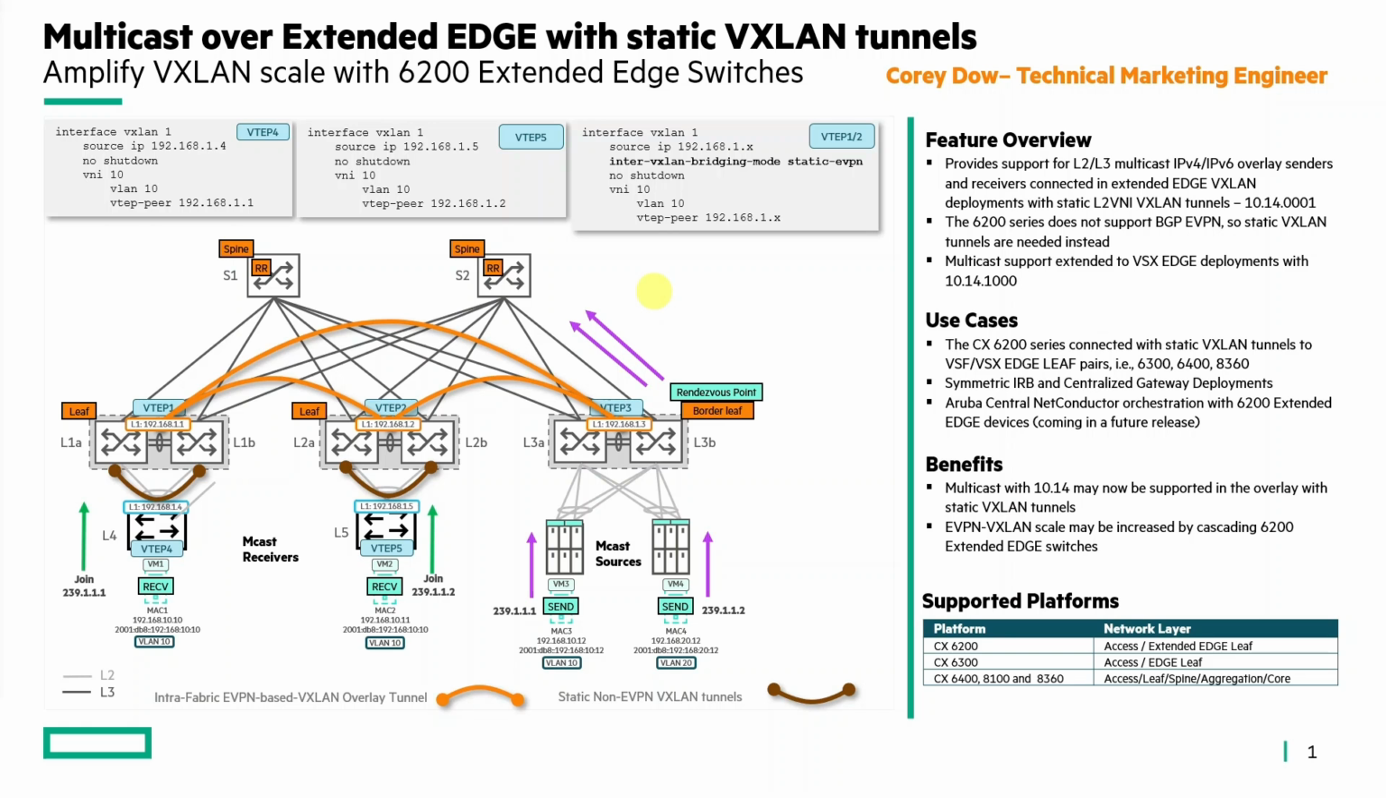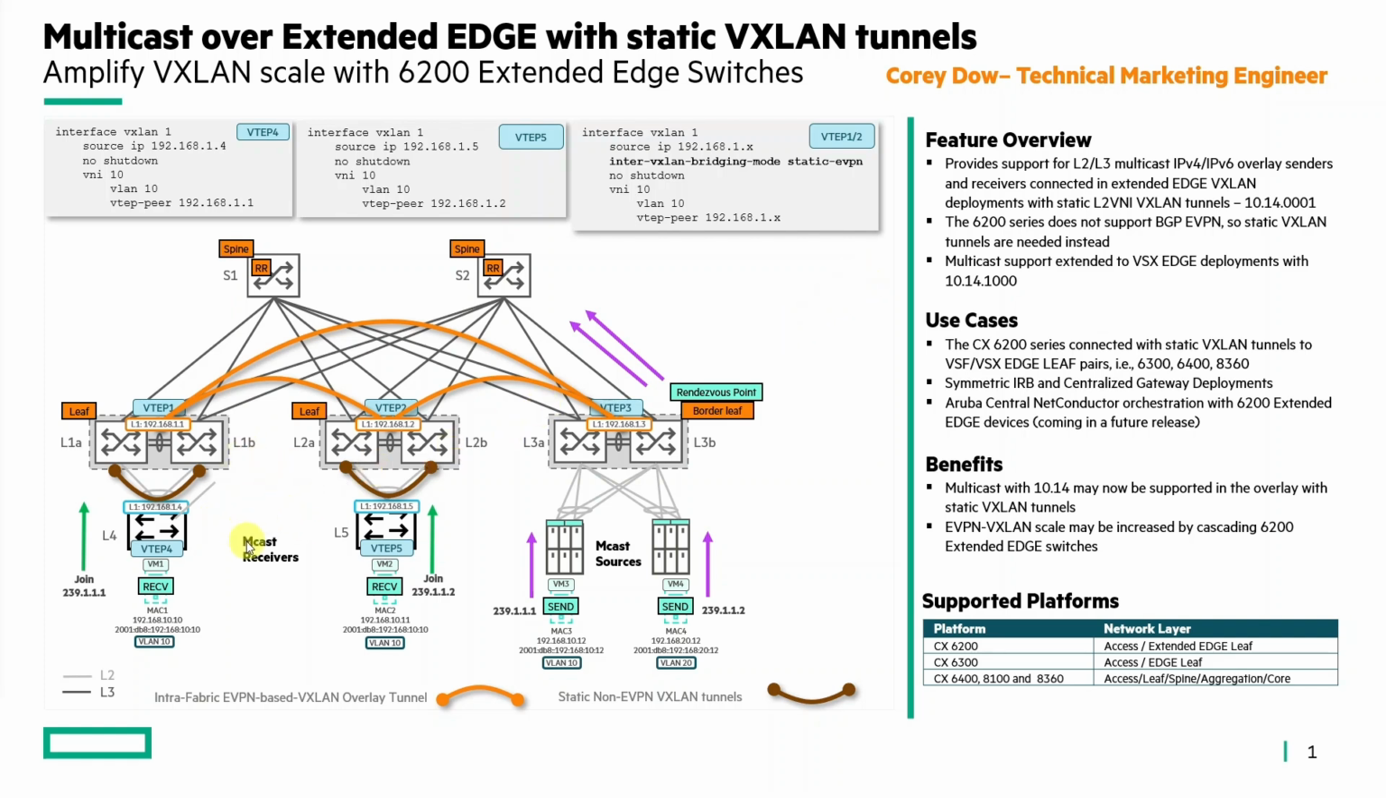And today we're going to cover a new feature with 10.14, which is support for multicast over extended edge with static VXLAN tunnels. So starting with the initial release of 10.14.001, we now provide support for L2 or L3 multicast IPv4 or IPv6 overlay senders and receivers connected in extended edge VXLAN deployments with static L2 VNI VXLAN tunnels, which is what you see here below.